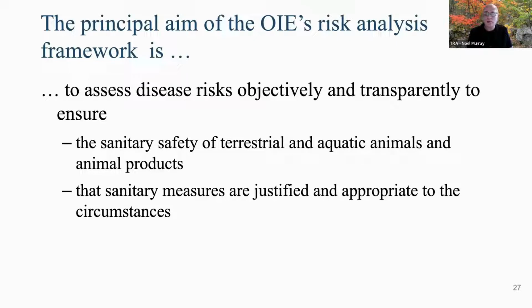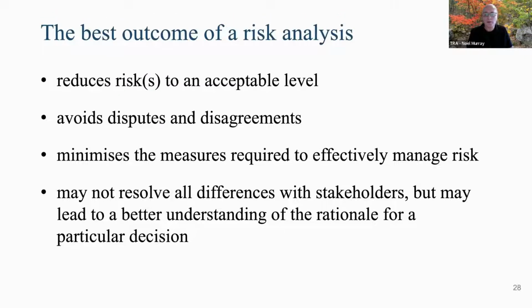So the principal aim of the framework is essentially to assess the disease risks objectively and transparently to ensure the sanitary safety of trade in animals and animal products, whether they're of terrestrial or aquatic origin, and then to ensure that the sanitary measures that end up being applied are justified and actually appropriate to the circumstances. So the best outcome from the analysis reduces risk to an acceptable level, obviously.